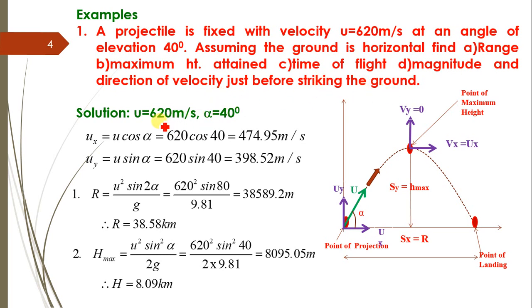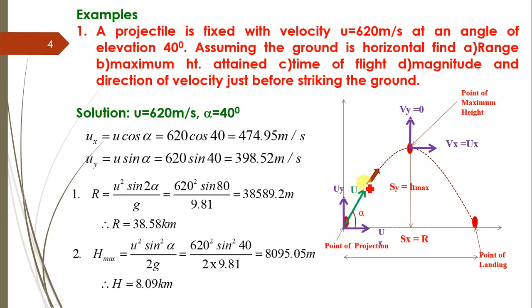Here let's write down the given data. U is the given initial velocity, 620 meter per second, and the angle of projection is 40 degrees. It is also given that the ground is horizontal. It means that the point of projection and the point of landing are at the same level.